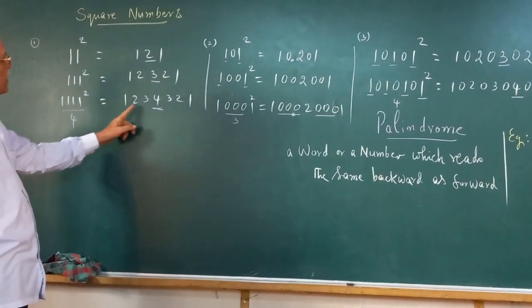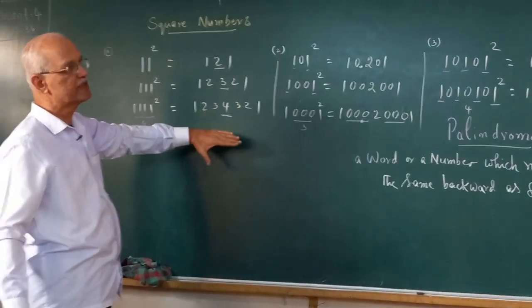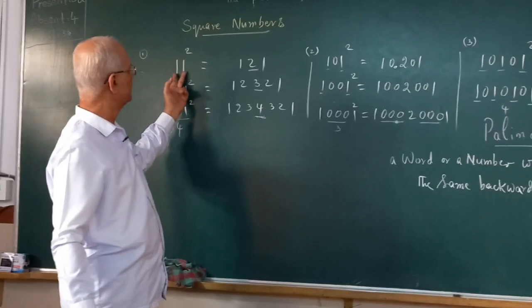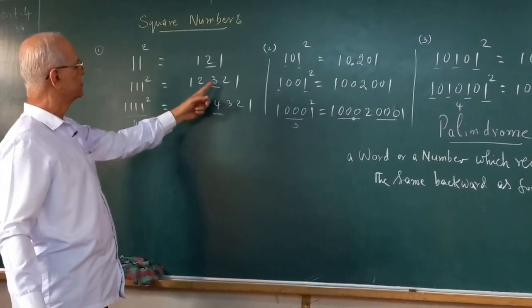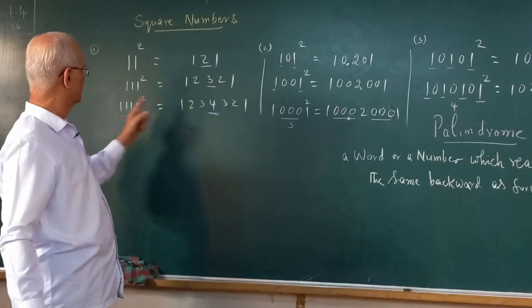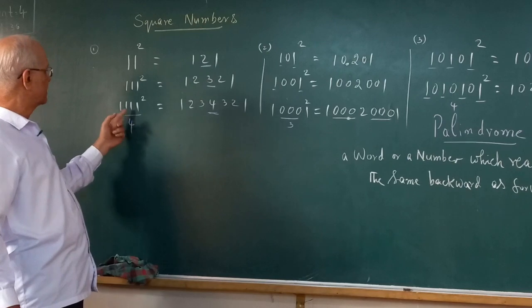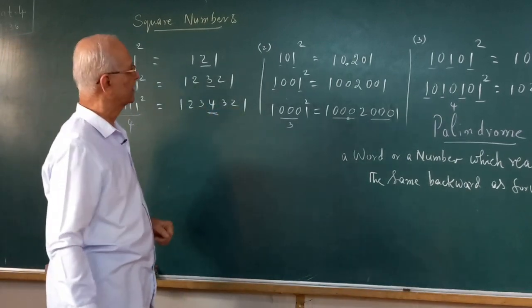1111 squared is 1234321. You see the arrangement of numbers here. There are two ones, 2 in the middle, on either side 1. There are 3 ones, 1 1 1, 3 in the middle, on either side 2 1 2 1. Here there are 4 ones, 1 1 1 1. So 4 in the middle, on either side you find 3 2 1.